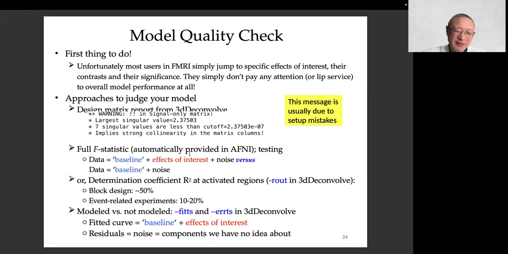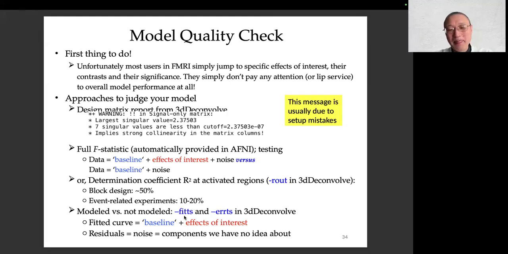Of course, we want that value to be big, the bigger the better, because that explains the amount of information in the data. Another statistic is called the coefficient of determination, R square. That's a percentage. Suppose it's 50% at the voxel, that means the task effects can explain half of the data variation. But for event-related design, that number is pretty low, unfortunately. But we have to live with that fact.